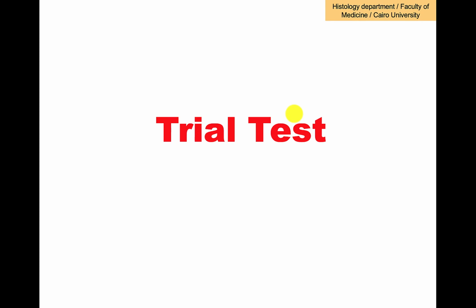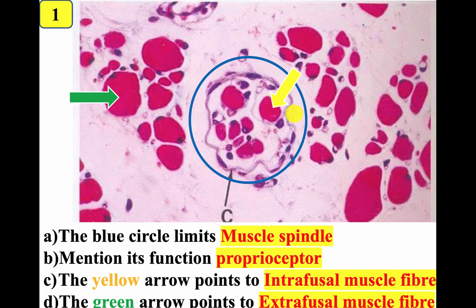Now we will move to the trial test. First of all, we have this picture which shows a capsulated structure containing acidophilic or eosinophilic muscle fibers, and outside them we have also larger sized eosinophilic muscle fibers. This is of course the capsule, this is the intrafusal, and these are the extrafusal. The blue circle limits what? The muscle spindle. Mention the function of the muscle spindle: proprioceptor. The yellow arrow points to intrafusal muscle fiber. The green arrow points to extrafusal muscle fiber. Of course, this is the nucleus of the extrafusal muscle fiber.